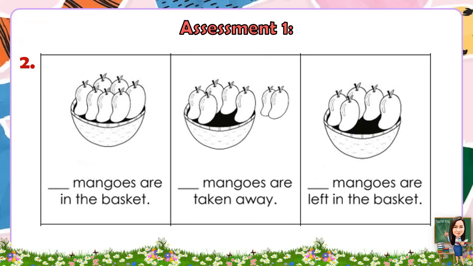Number 2. In the first illustration, how many mangoes are in the basket? Correct. 7 mangoes are in the basket. In the second illustration, how many mangoes are taken away? Correct. 2 mangoes are taken away. In the third illustration, how many mangoes are left in the basket? Correct. 5 mangoes are left in the basket.